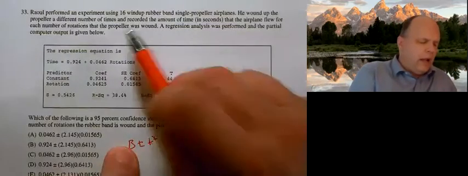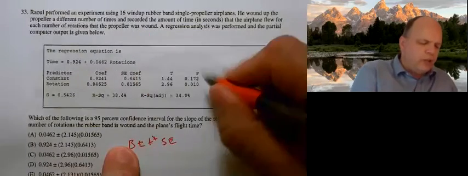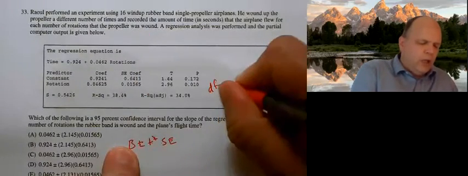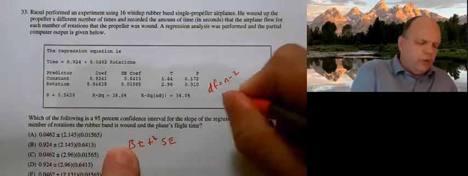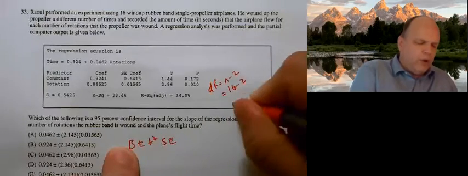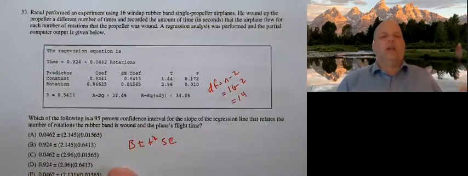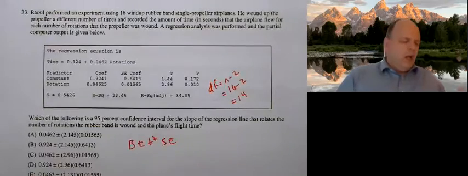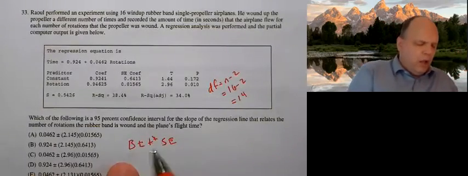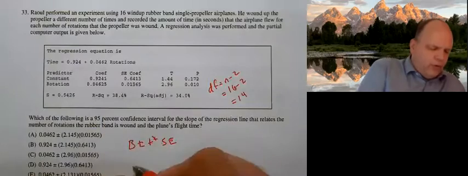For a regression test, degrees of freedom equals n minus 2. So in this case, 16 minus 2, so it's 14. All right. And our slope is going to be 0.04625.